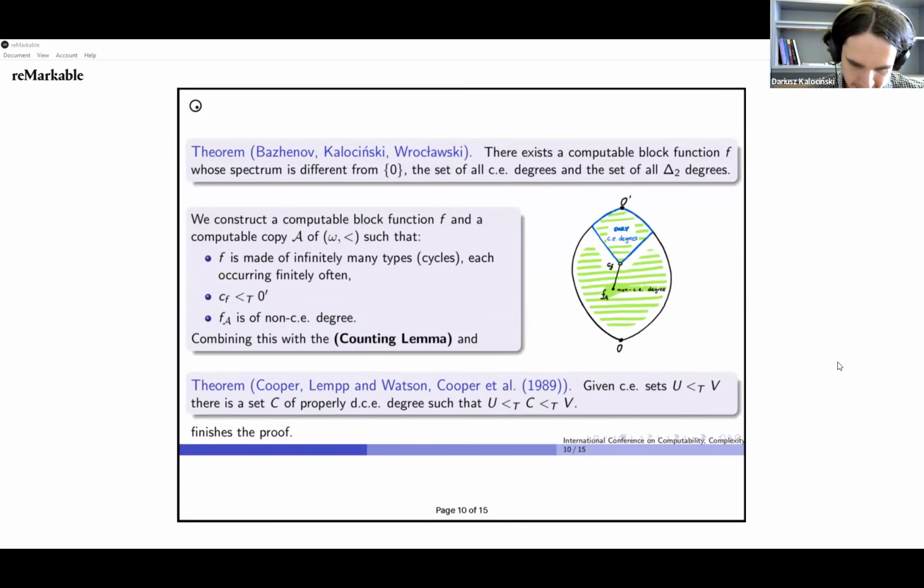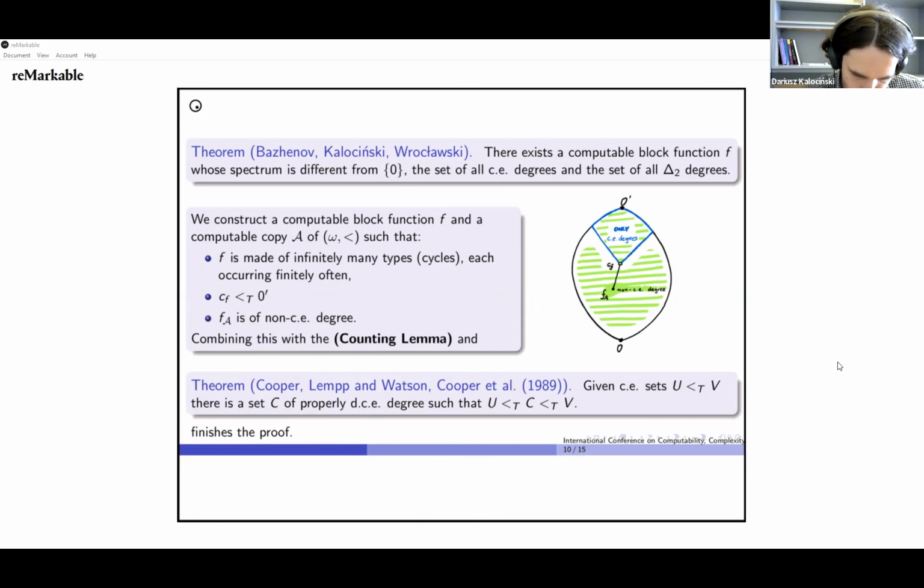So the theorem is that there exists a computable block function f whose spectrum is different from the trivial one, from the set of all C degrees, and from the set of all delta 2 degrees. So this is the solution to Wright's question.